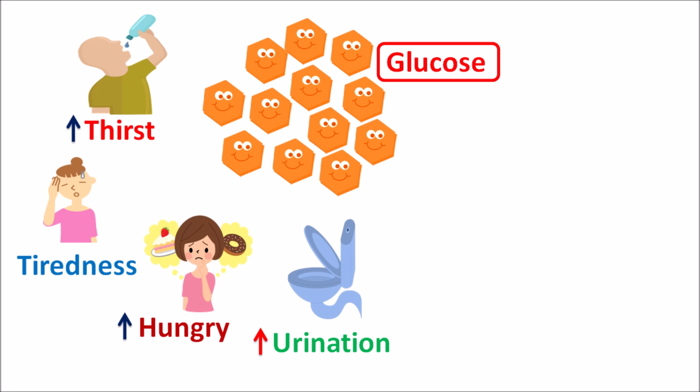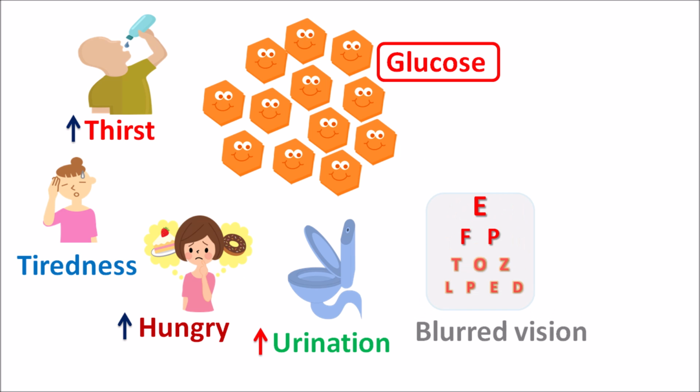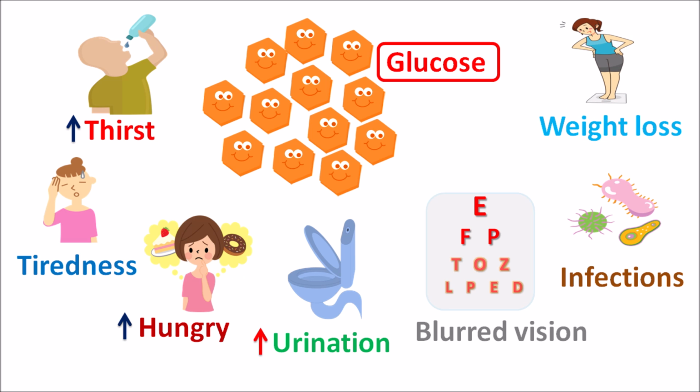As the excess glucose can affect the eye, it can produce some blurred vision, and increased risk of infections with increased levels of glucose, and finally it can also produce unexpected weight loss. All these symptoms can be observed with elevated levels of glucose in the plasma.